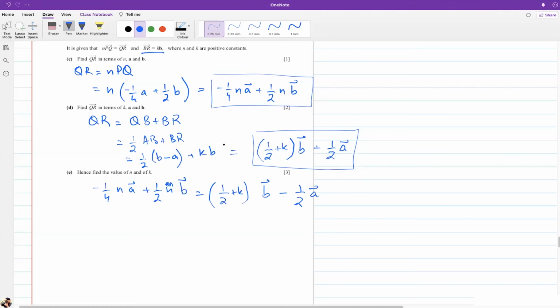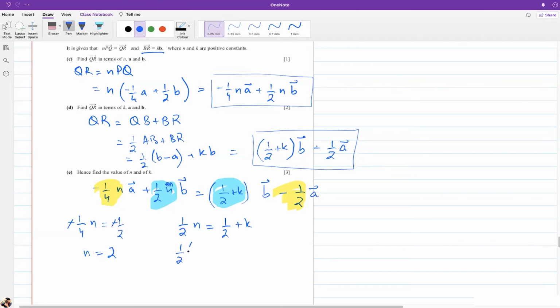So I'll know that A portion, this whole thing, I can equate it to A over here, और B का ये सारा कुछ यहाँ पे, I can equate it to B का ये सारा कुछ यहाँ पे. So if I do that, from the first one I get minus 1/4 N is equal to minus 1/2. So minus minus से cancel हो गया. N is going to be plus 2. So that I know for N now. I'll plug it in the second one. Half N is equal to half plus K.